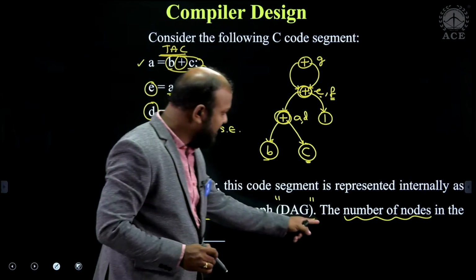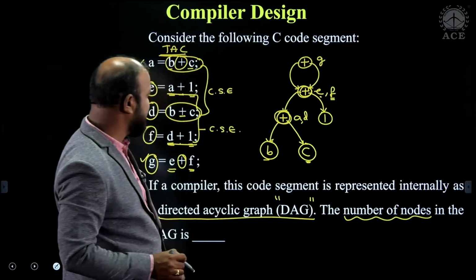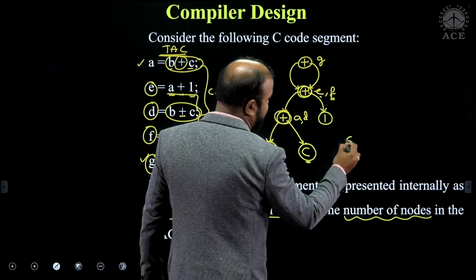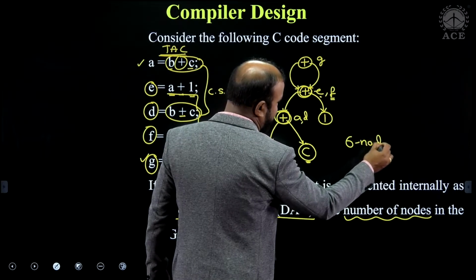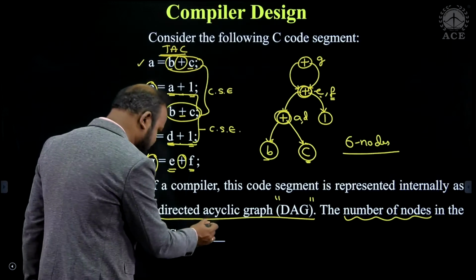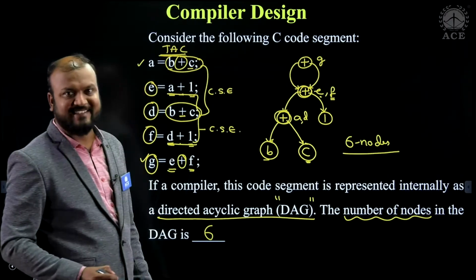Now, the question is the number of nodes in the DAG. How many nodes in the DAG? 1, 2, 3, 4, 5, 6. 6 nodes in the DAG constructed for the block of 3 address statements. So, answer for this question is 6.